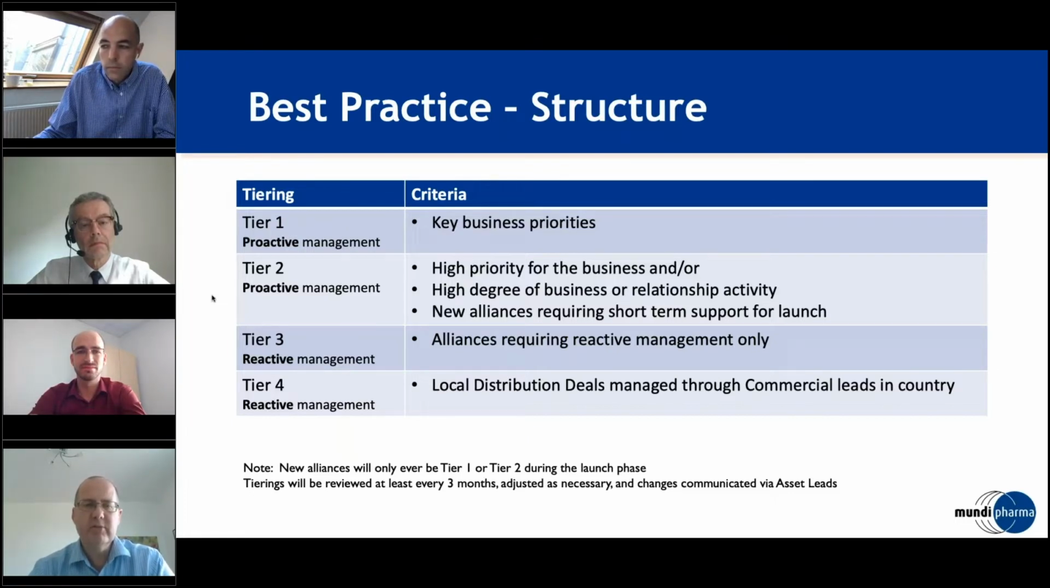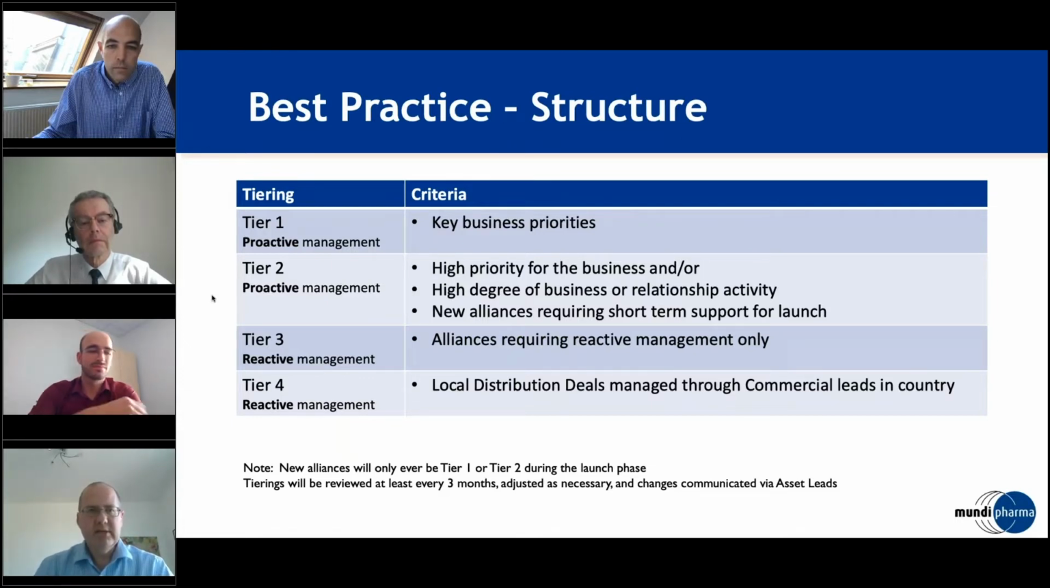The tier 3 alliances are those that require reactive management only, and the tier 4 alliances are essentially just local distribution deals that are managed through the commercial leads in each country. What this enables us to do is to be very clear about alliance function and the services that will be provided by the department. That structure for us as a business, and the reach that the alliance management group has within it, are critical to the operation of the business.